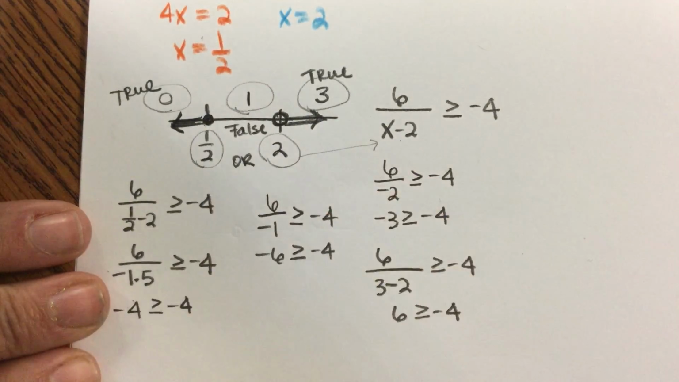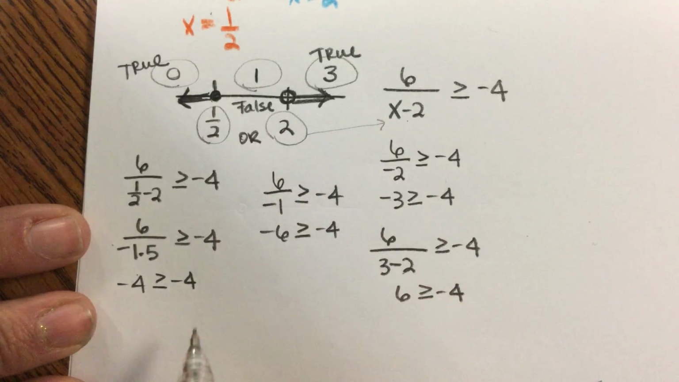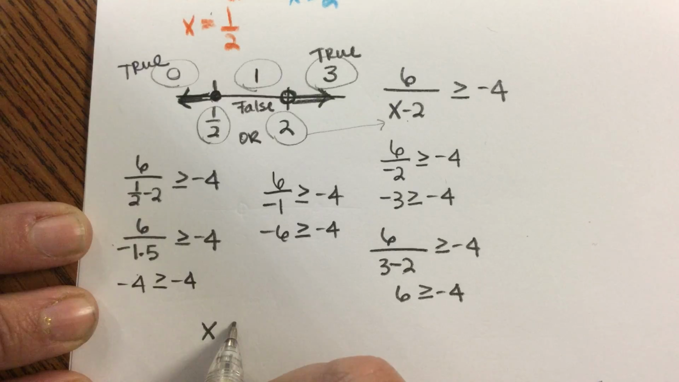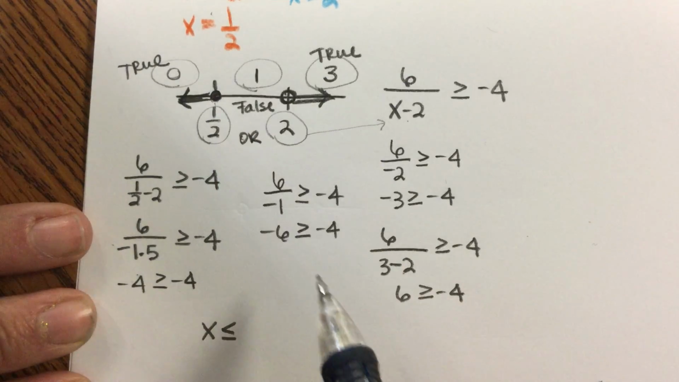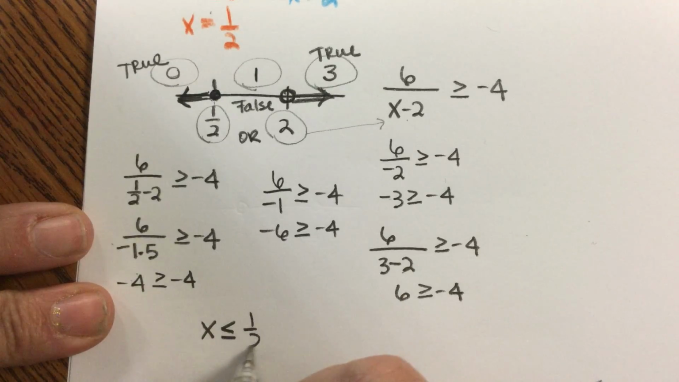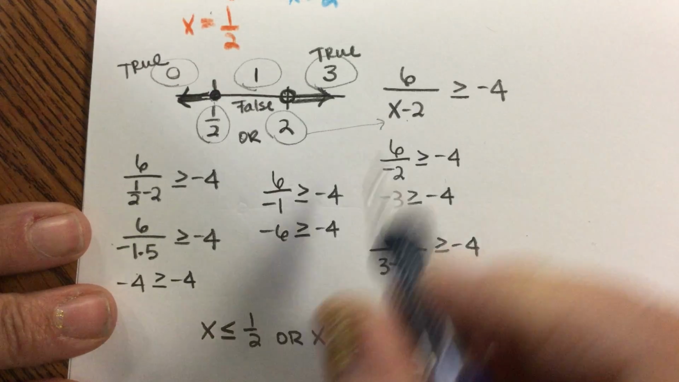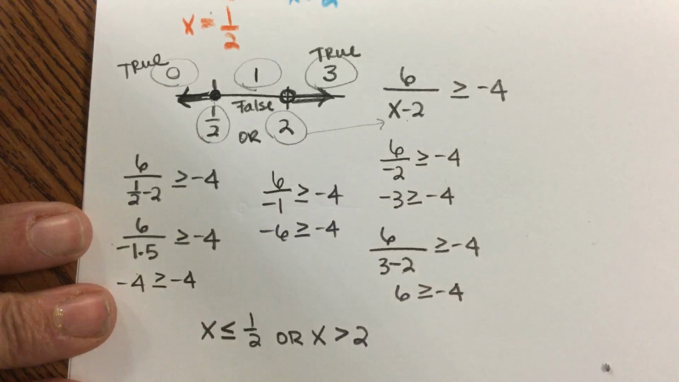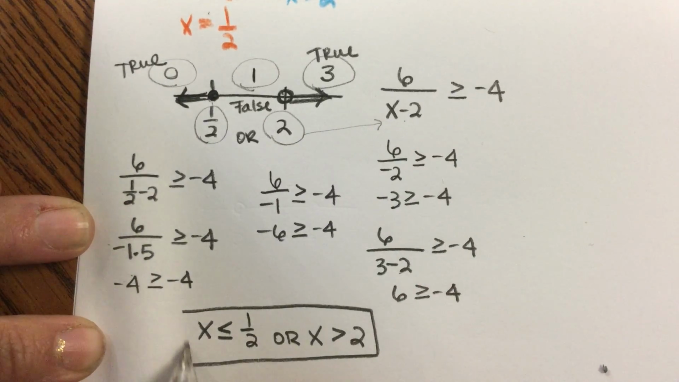This is an or because we have a gap. So let's talk about how to write this. x is going to be less than or equal to 1/2, because we have a filled-in dot, so that means it's going to include it, or x has to be greater than 2. Remember, it cannot include 2 because that would cause the denominator to go to 0. This would be our final answer.